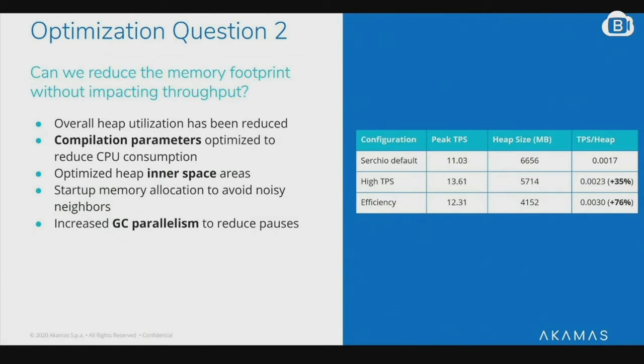The one that was providing more throughput, about 13.6 transactions per second, was using 35% less memory per transaction with respect to the baseline. The most memory efficient configuration was providing a little less throughput, but still more than the baseline, and was using about 76% less memory per transaction.